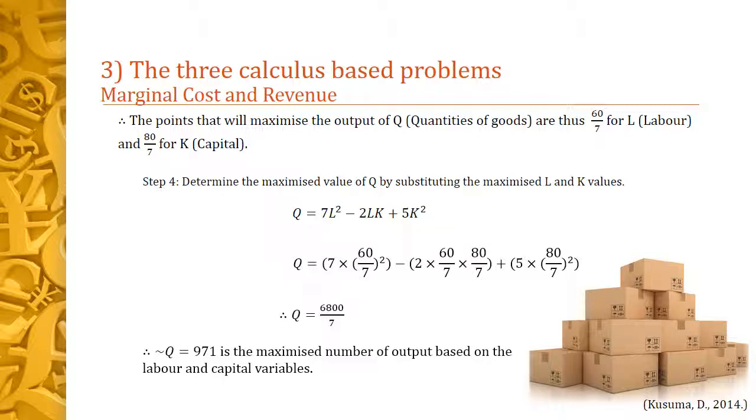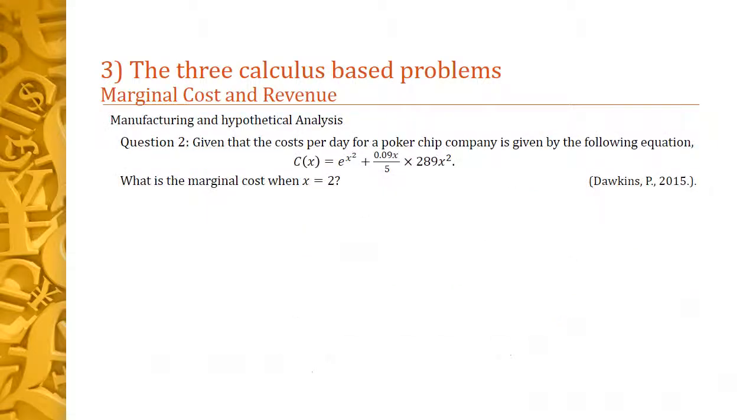Now let's examine another question. The second question that I'll be addressing is, given that the cost per day for a poker chip company is given by the following equation, C of x, what is the marginal cost when x equals 2? Now before I begin with this procedure, I think it is important to note that to answer this question, we must understand 3 differentiation rules.